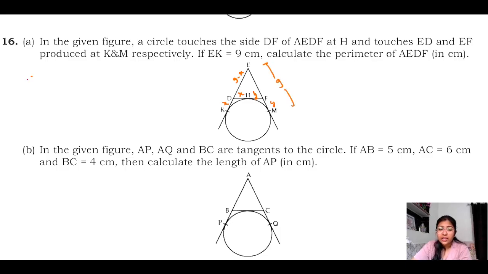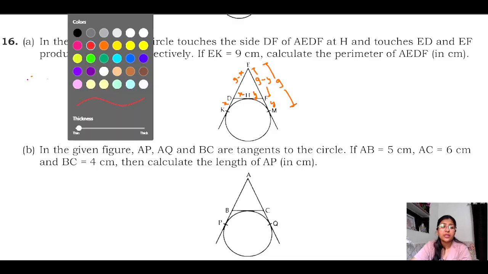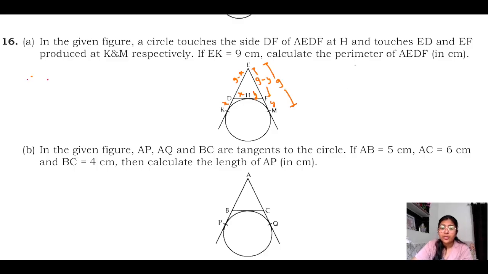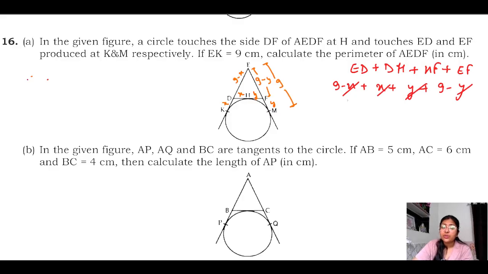So the total length is 9. The part of that is Y. So the remaining will be 9 minus Y. What we need to find out? The perimeter. Perimeter means sum of all the lengths. So perimeter means ED plus DH plus HF plus EF. ED is 9 minus X, DH is X, HF is Y, EF is 9 minus Y. We cancel the like terms. So 9 plus 9 is 18. So the perimeter is 18 centimeters. Okay, learners, this question is clear.